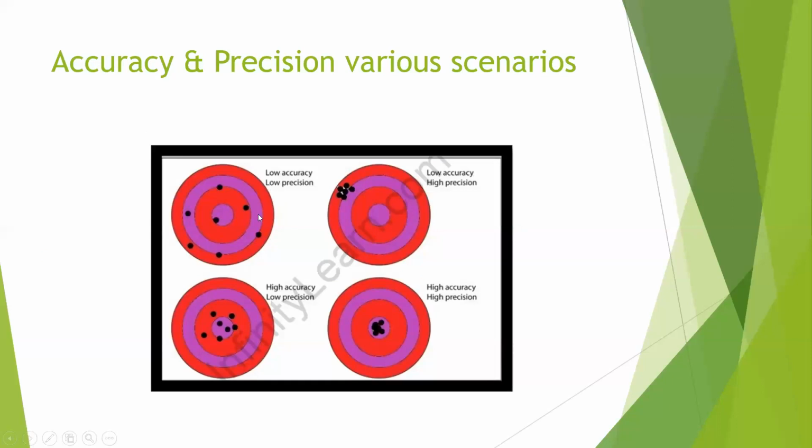In this scenario, there is both low accuracy and low precision, because you see values, only one is in the bullseye, others are all scattered here. So there is very little accuracy and very poor precision.